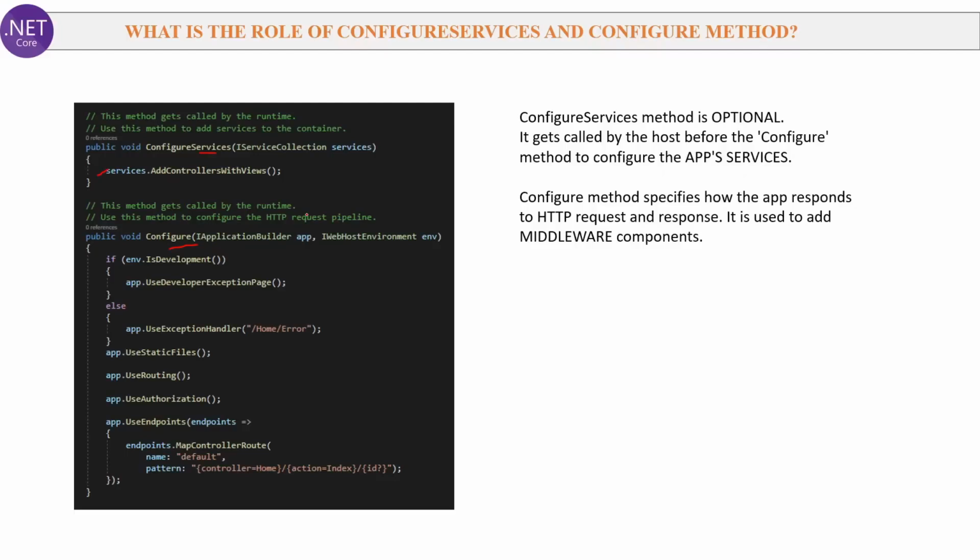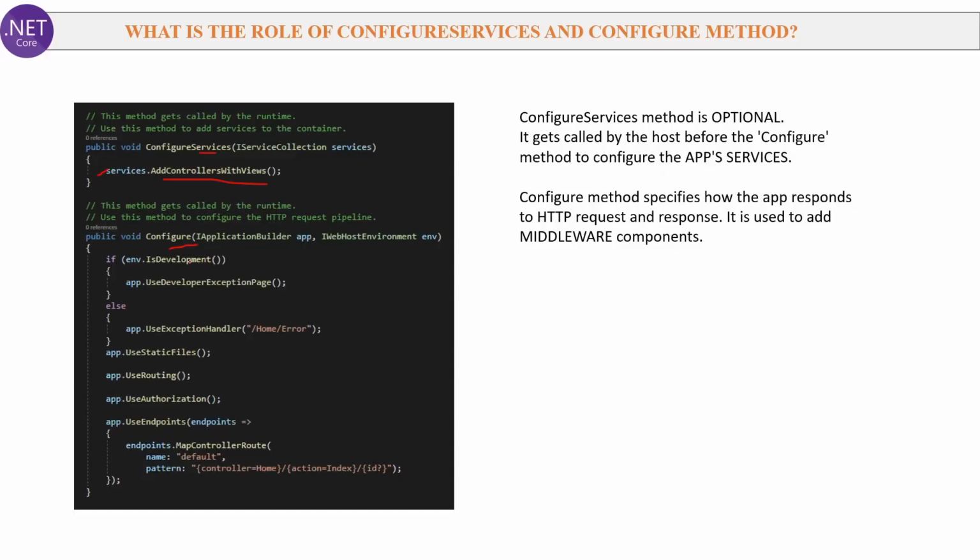For example, in the screenshot you can see we have added one service, and that is AddControllersWithViews, which will help controllers to run in this application. But if the client request is an HTML page, then this service will not be required. So that's why ConfigureServices are optional while execution. It is like adding services, but executing them depends on the type of request received by the server.